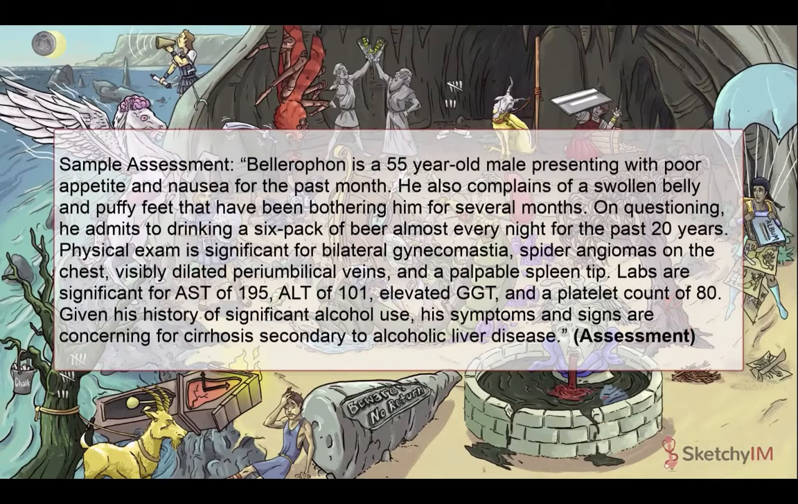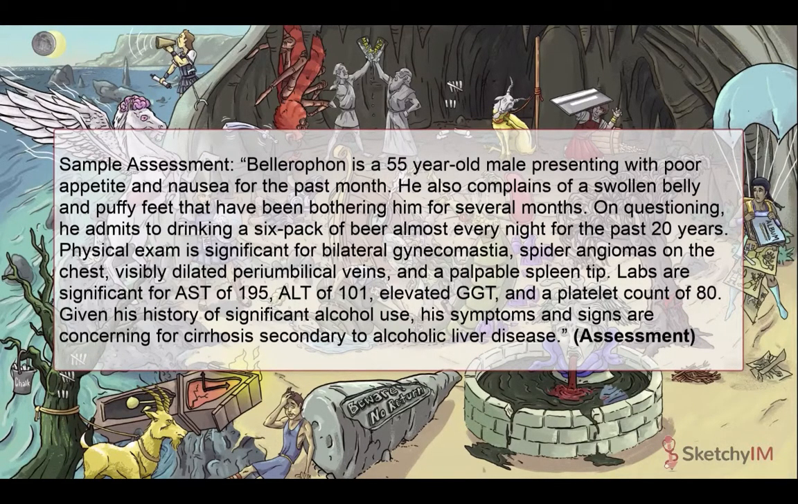Bellerophon is a 55-year-old male presenting with poor appetite and nausea for the past month. He also complains of a swollen belly and puffy feet that have been bothering him for several months. On questioning, he admits to drinking a six-pack of beer almost every night for the past 20 years. Physical exam is significant for bilateral gynecomastia, spider angiomas on the chest, visibly dilated periumbilical veins, and a palpable spleen tip. Labs are significant for an ALT of 101, AST of 195, elevated GGT, and a platelet count of 80.